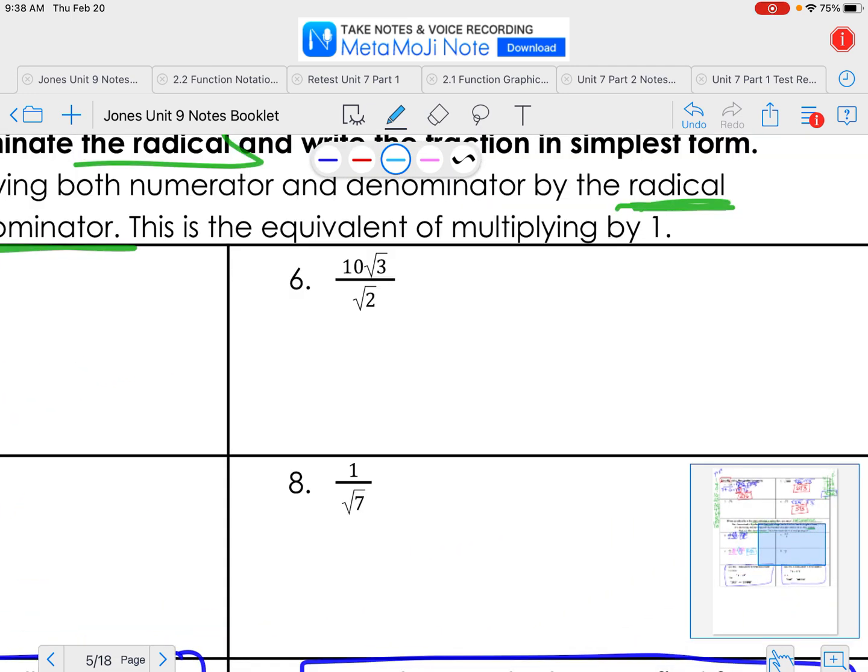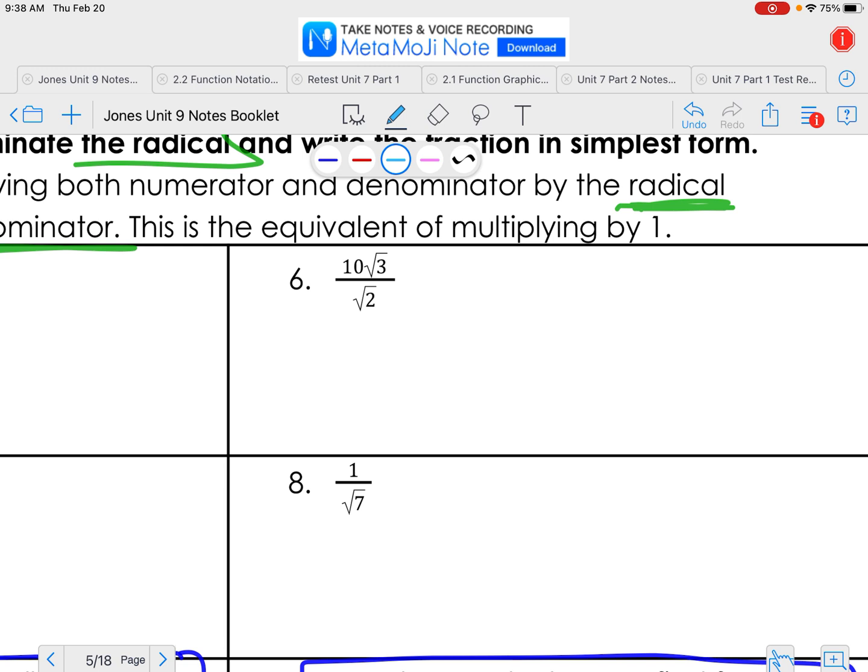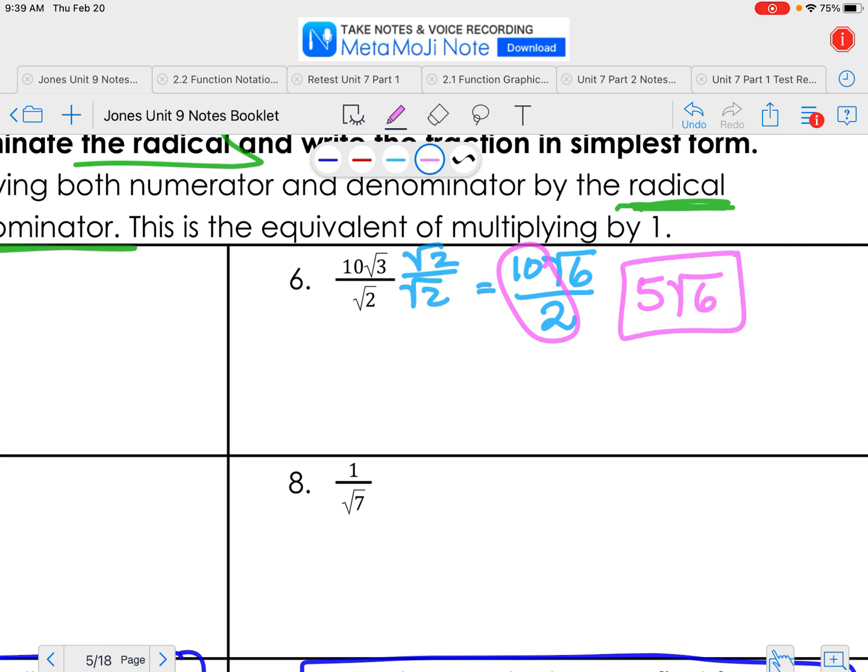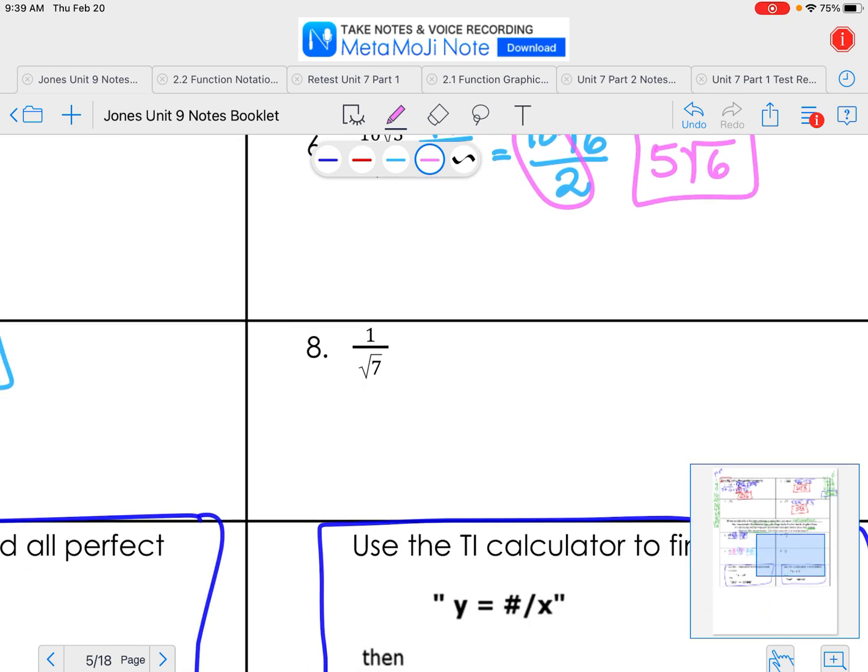One more. Let's look at this one. Square root of 2, square root of 2. So now I have 10 square roots of 6 over 2. This simplifies the same way the other one did. 10 divided by 2 is 5. There's my answer.